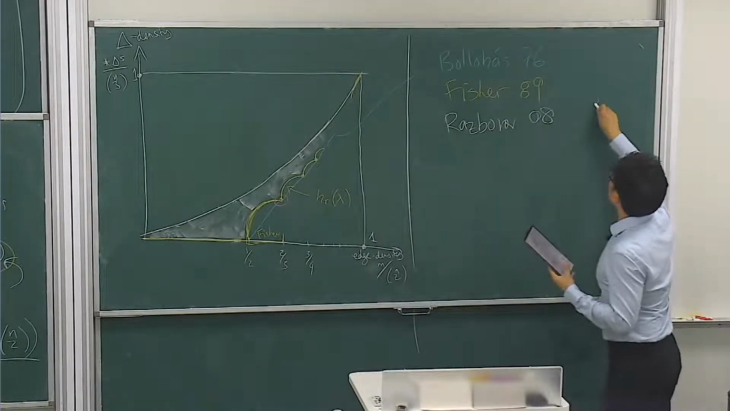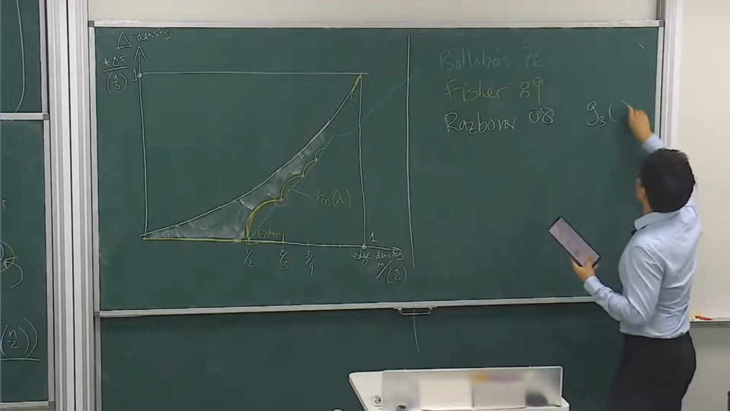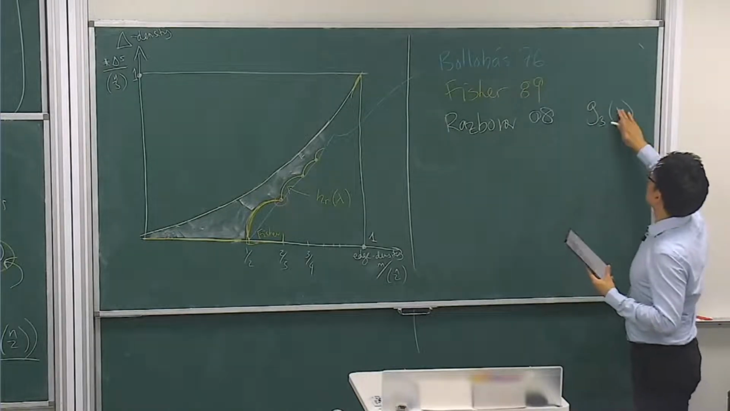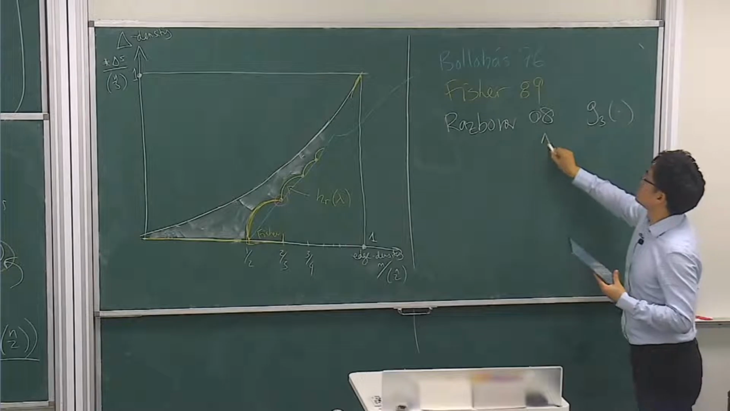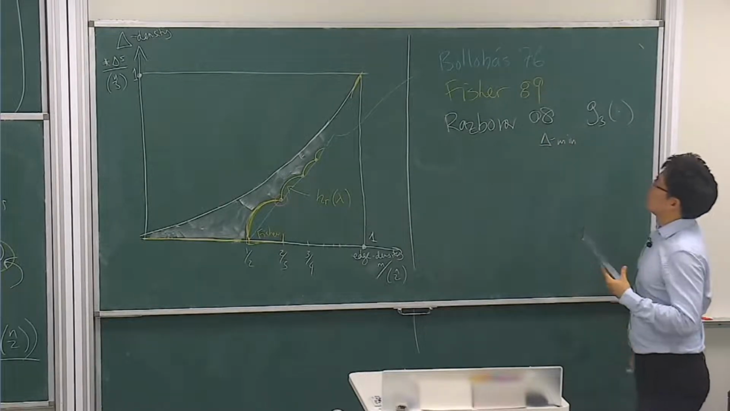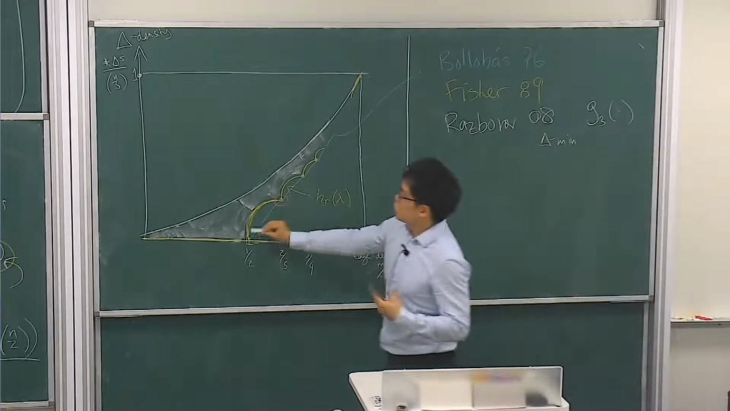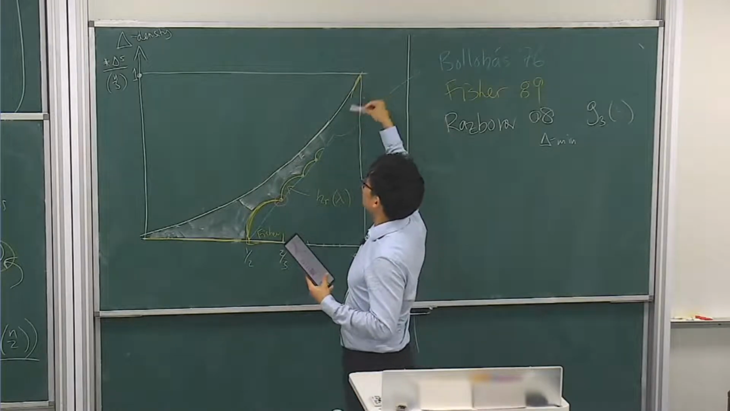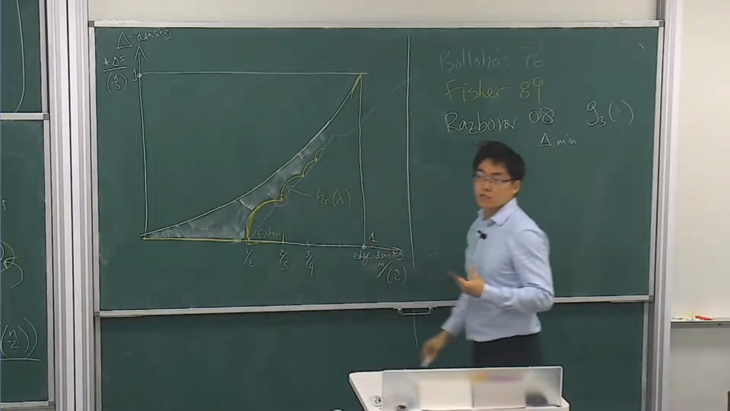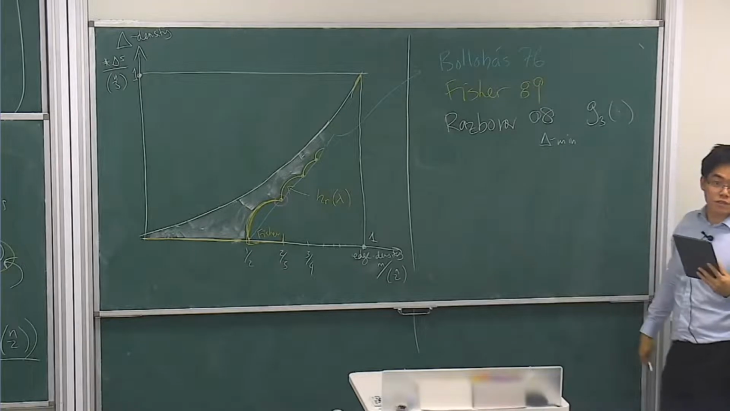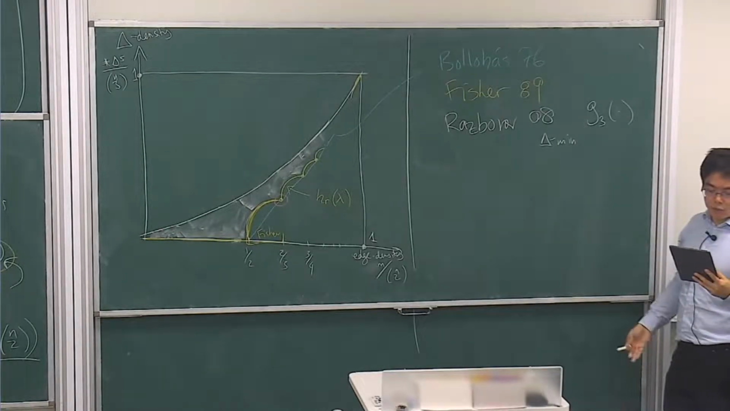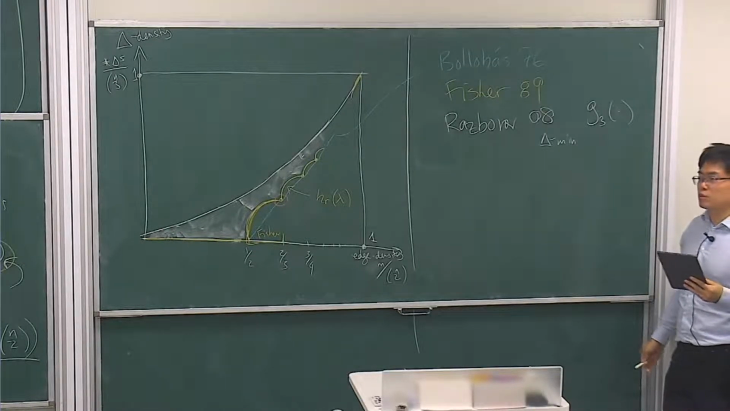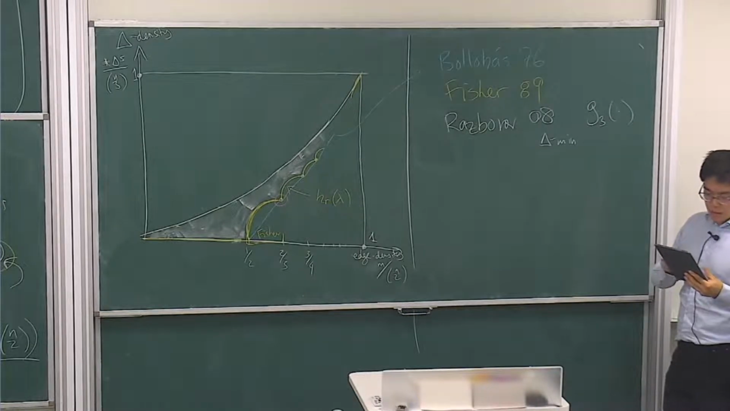Basically, he determined all of g_3, this g function. Okay, the triangle minimization problem. He showed that this yellow curve is indeed the minimum curve, the minimum density, the boundary, the minimum triangle density. And this is one of the earliest applications of the flag algebra machinery that he came up with.